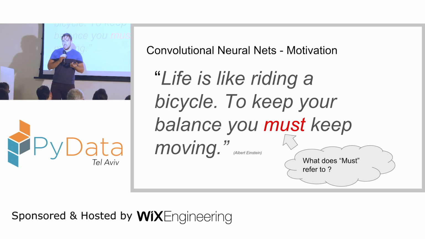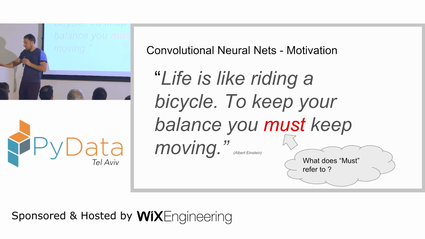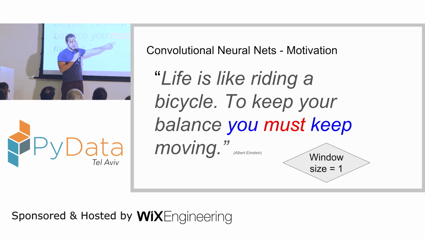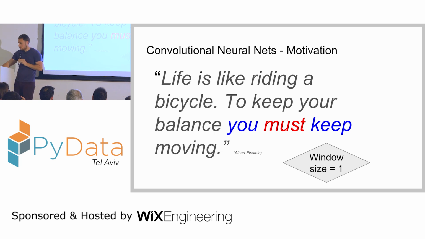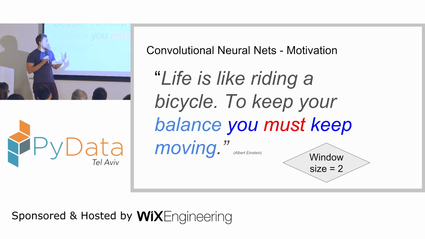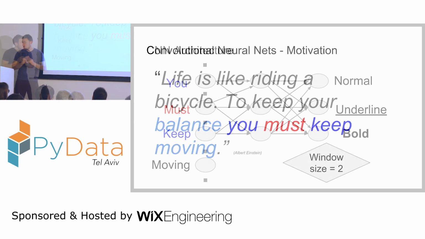So what CNNs, convolutional neural networks, essentially do is they hard code it into the model. Every time we try to classify the word must, I only look at the words before and after it, assuming that the window size is 1. If the window size is 2, then I'm looking 2 words before and after my center word. It reminds us a bit of word2vec. Word2vec can also be seen as a CNN.